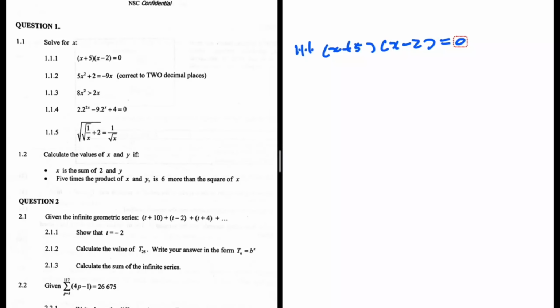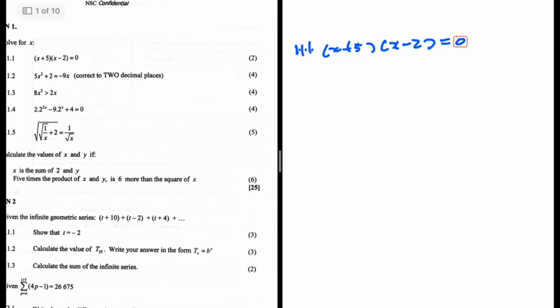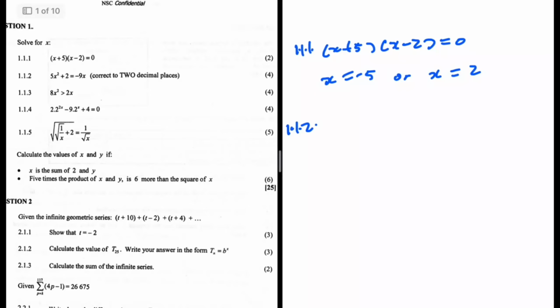Right, let's carry on. So obviously 1.1.1, 2 marks, starts off fairly easy. x is equal to minus 5, or x is equal to 2. There we go. And then 1.1.2, correct to 2 decimal places. So already we are expecting to use the quadratic formula. So 5x squared plus 9x plus 2 is equal to 0.